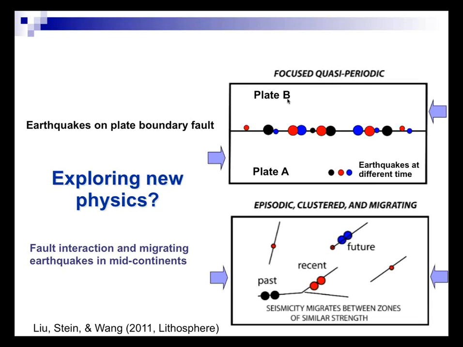How do we understand this complex system of interaction? It seems one good example that the new computing power, the new data, and help from mathematicians can help us understand new physics. I will stop here. Thank you.